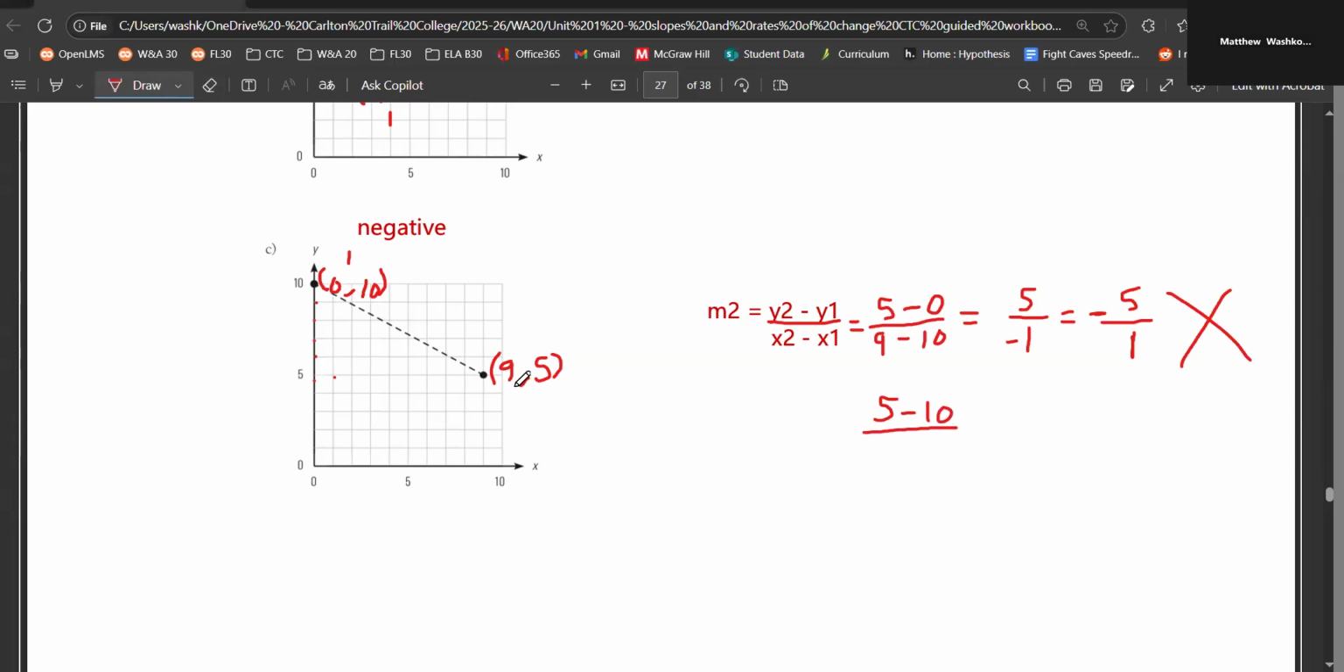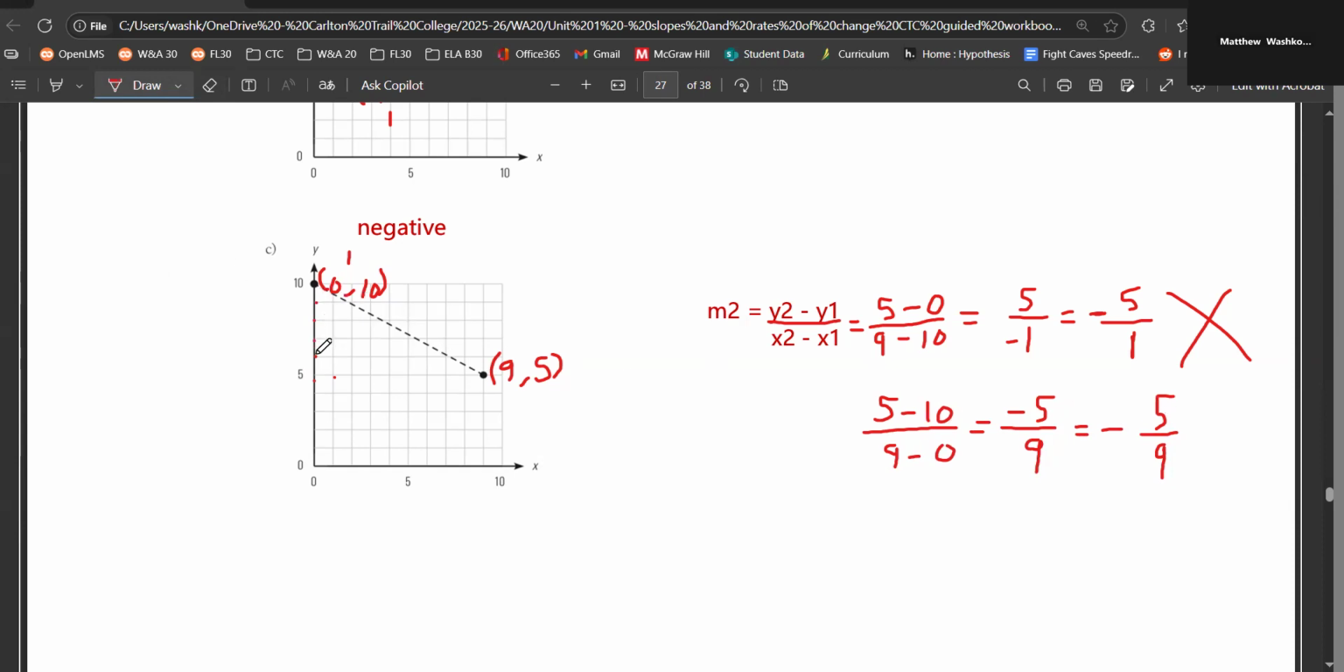My x2 is 9. My y1 is 0. So I should get negative 5 over 9. Same thing. I'm going to rewrite that. That's as simplified as it can go. And now we do our check, right? So I should go down 5 for every 9 that I run.